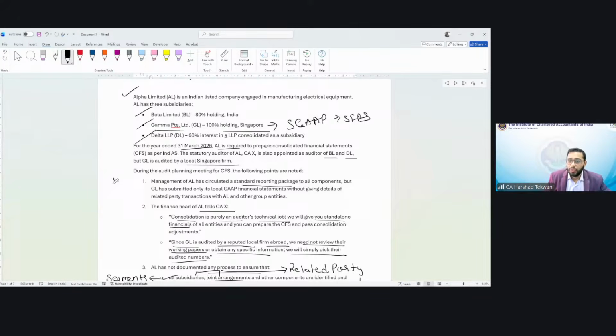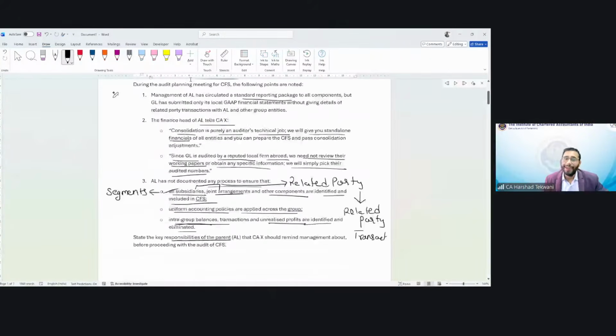In that case, you need to convert it to the Ind AS. That conversion is required, and then only you need to use that number. You cannot simply pick their audited numbers. No, that is not something appropriate. So these are the responsibilities of the parent in the current scenario. If you want to see the answer, page number 13.8 of your study material.